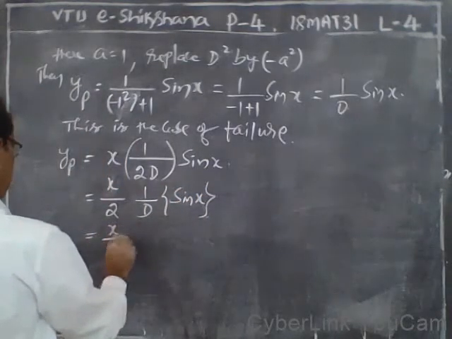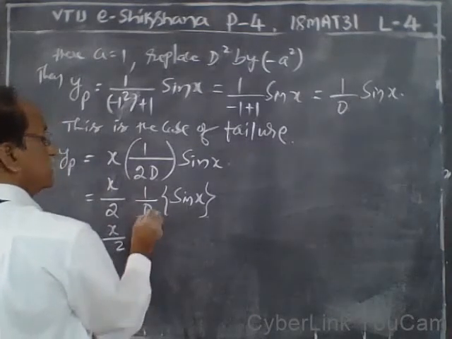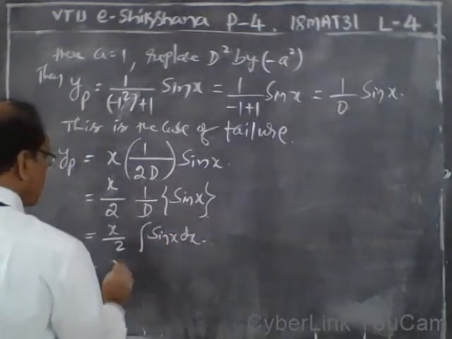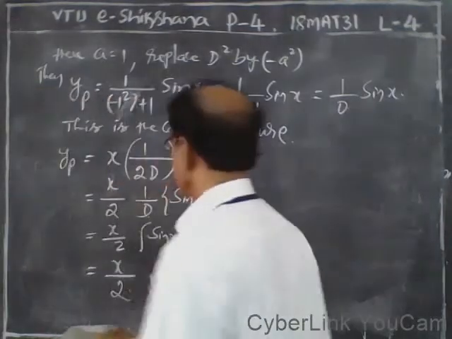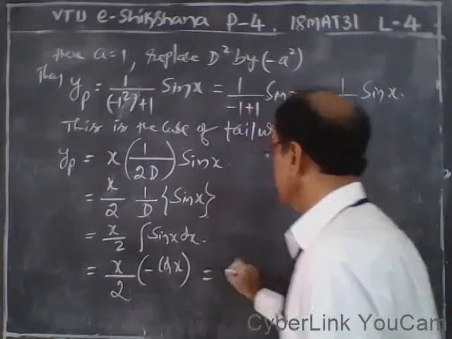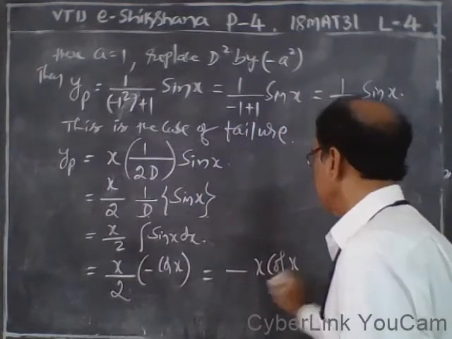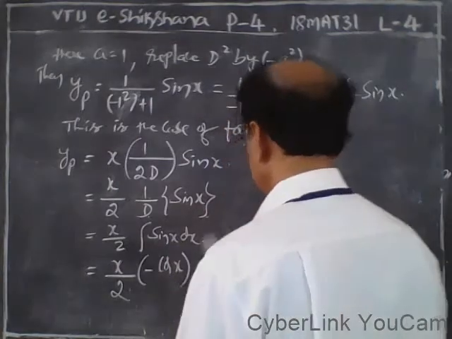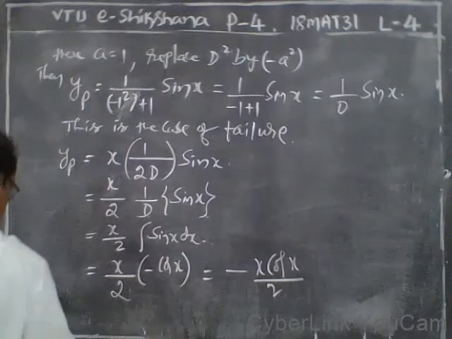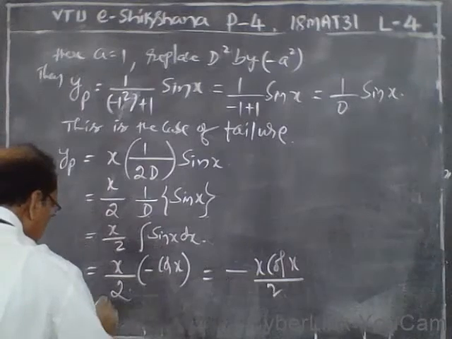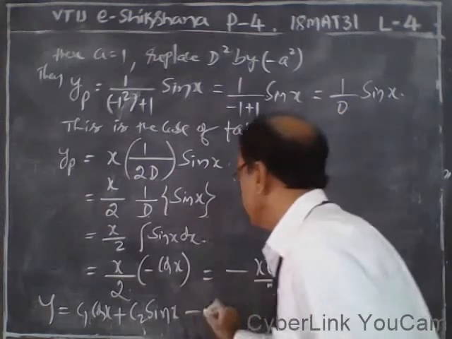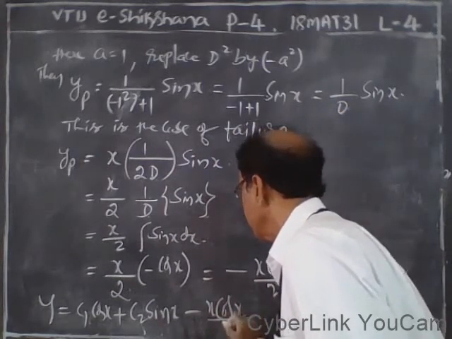Then x by 2, that is 1 by d, means it is nothing but integration, that is sin x dx. That is equal to x by 2, sin x integration is minus of cos x, that is equal to minus x cos x divided by 2. Then what is the final solution? Y is equal to yc plus yp, general solution, c1 cos x plus c2 sin x and minus of x cos x divided by 2.